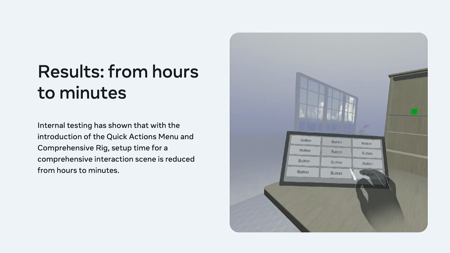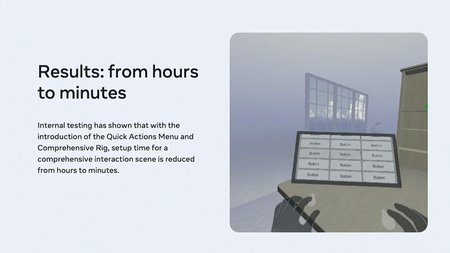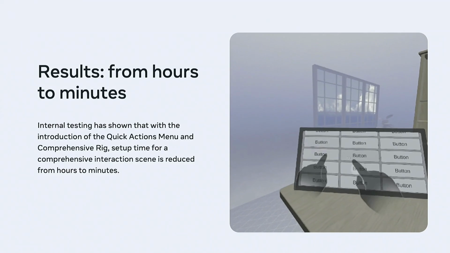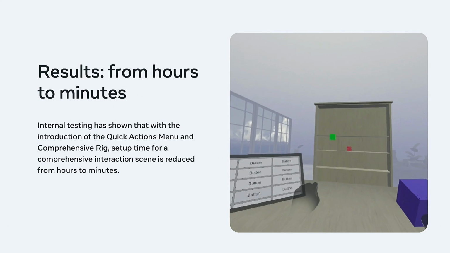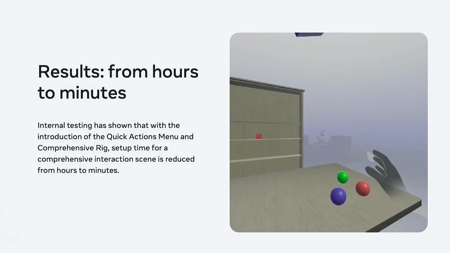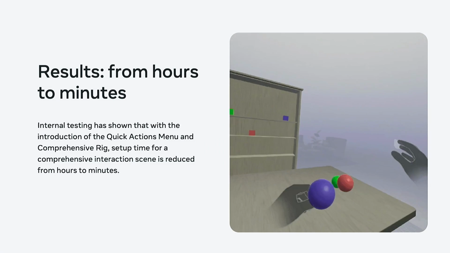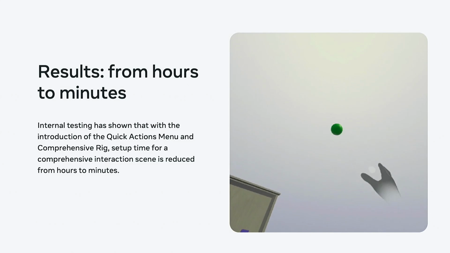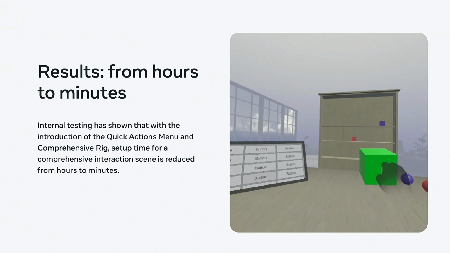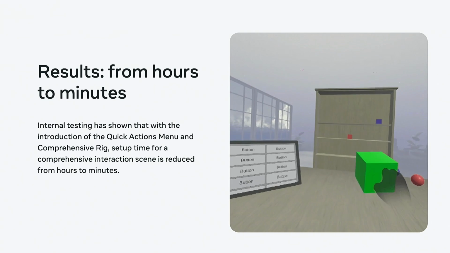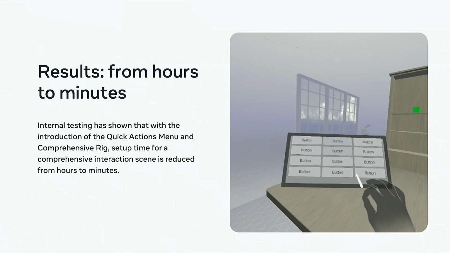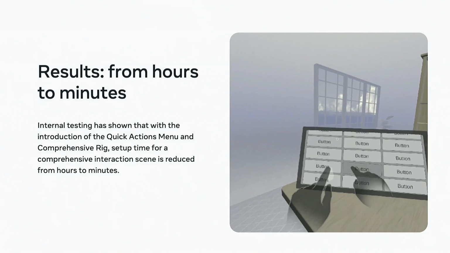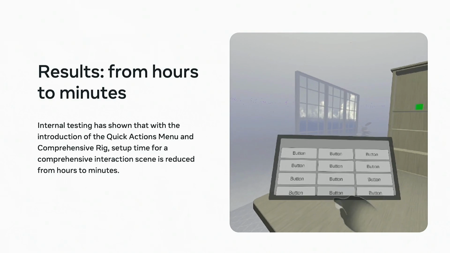So the results of this. Internal testing has shown that this potentially, before the introduction of the quick actions and the comprehensive rig, could take hours for a developer to make a scene like this, because it requires multiple interactions. It's not as simple as copying and pasting from sample scenes, because now you're combining interactions and saying, well, I want something from the grab scene and something from the poke scene. I have to figure out how they work together and how do I build my rig. There was a lot to it. This makes it so much quicker and takes it down to minutes. And in the case of the demo I just showed, it was less than a minute to make this entire scene.